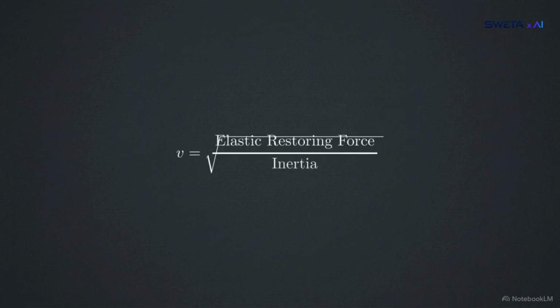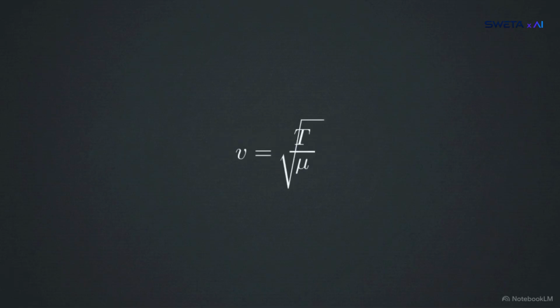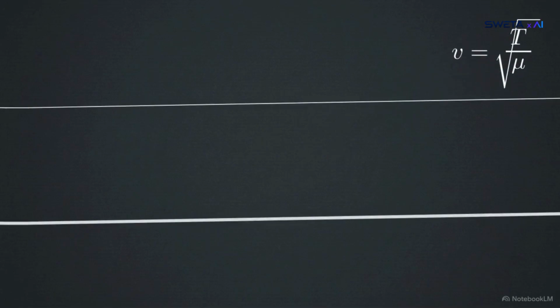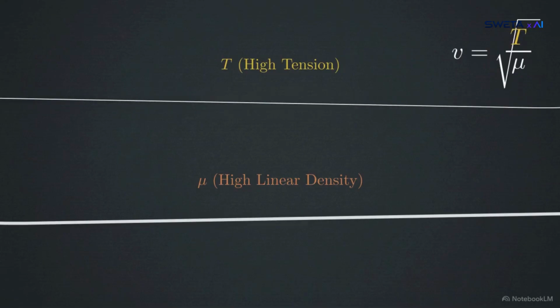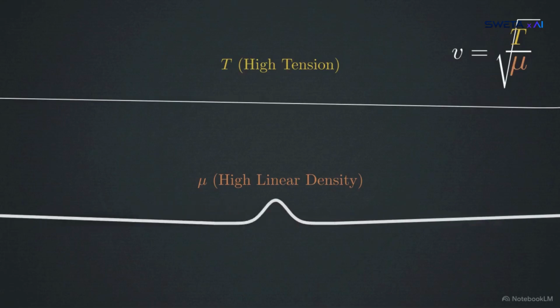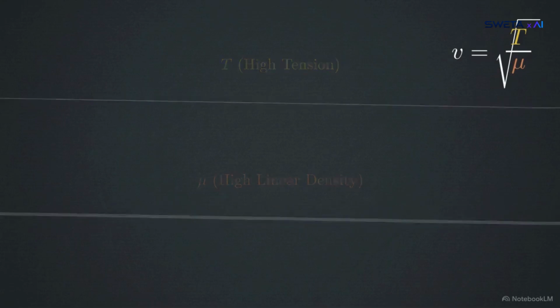Velocity is exclusively determined by the inherent properties of the medium. It is the ratio of the medium's elastic restoring force to its resistance to acceleration, or inertia. For transverse waves on a string, wave speed equals the square root of tension over mass per unit length. Increasing the tension, the elastic component, speeds the wave up. Increasing the linear density, the inertial component, slows it down.